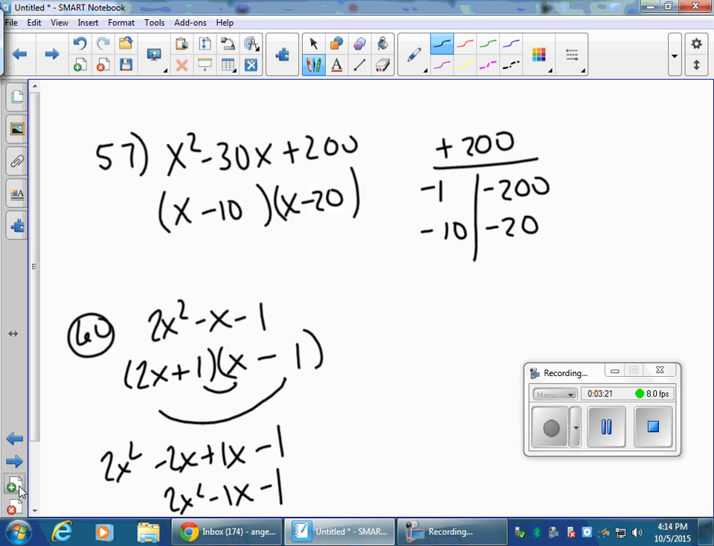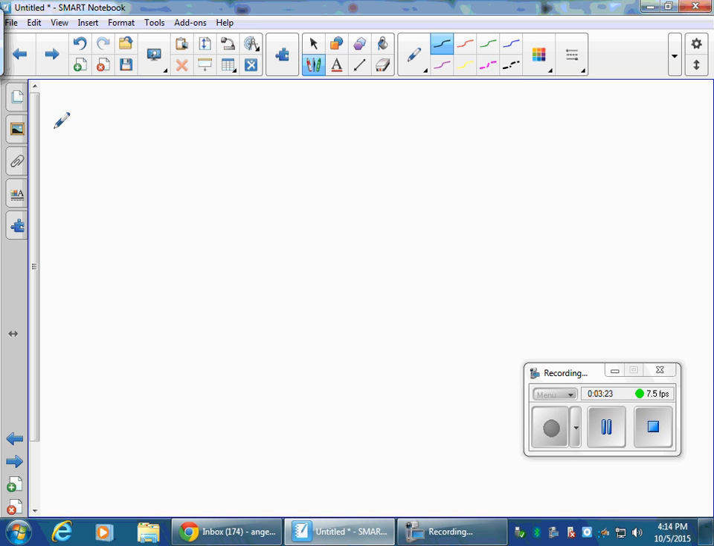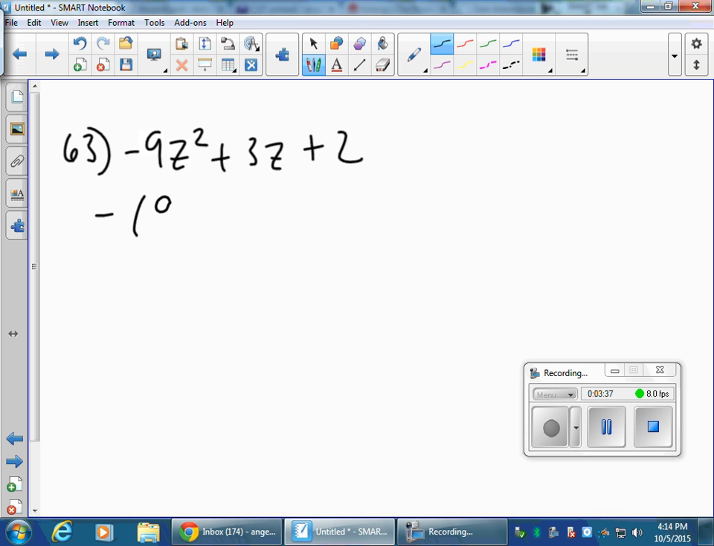All right, number 63. 63 is negative 9z squared plus 3z plus 2. I don't like for the first term to ever be negative. So I'm going to take a negative out to start with and make this 9z squared minus 3z minus 2. And I'm going to factor this, what's left.